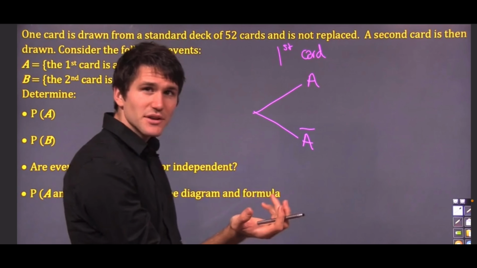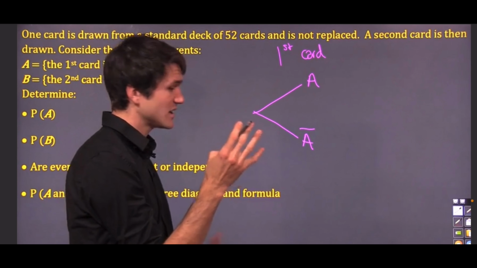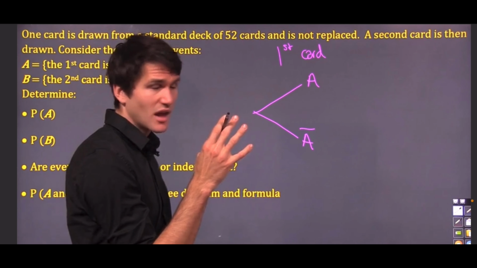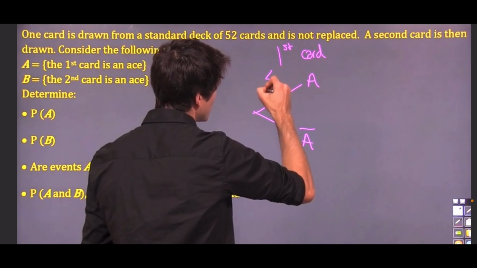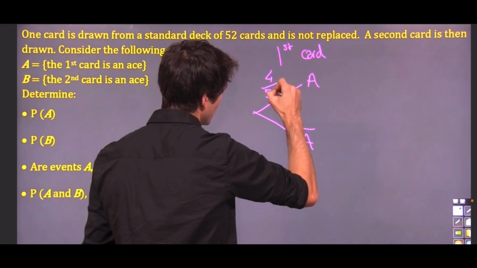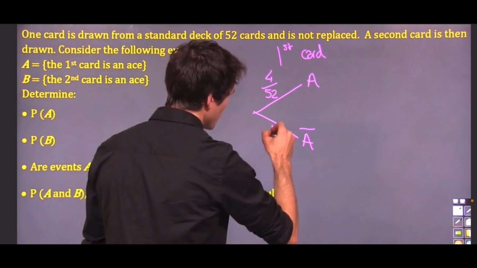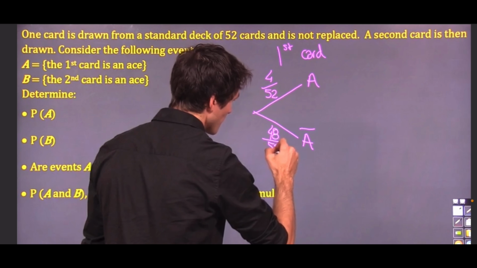Well, how many aces are there in a deck of cards? There are 4. Four aces in a deck of cards: the ace of clubs, the ace of diamonds, the ace of hearts, and the ace of spades. And there are 52 cards in total. So the probability that we draw an ace is 4 out of 52. And there are 48 other cards, so the probability you don't draw an ace is 48 out of 52.